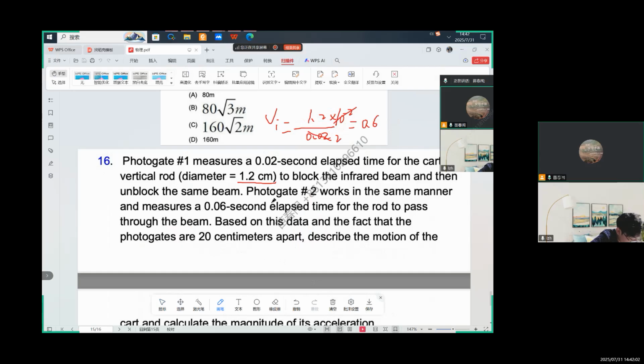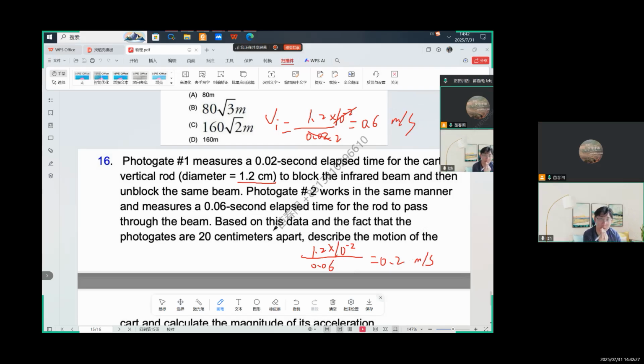And for the second Photogate, this time is also the same 1.2 times 10 to the minus 2, because it's the same rod, right? It's also divided by 0.06 this time, which is 0.2 meters per second. Does that make sense?